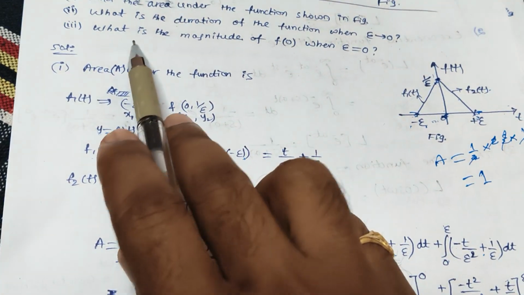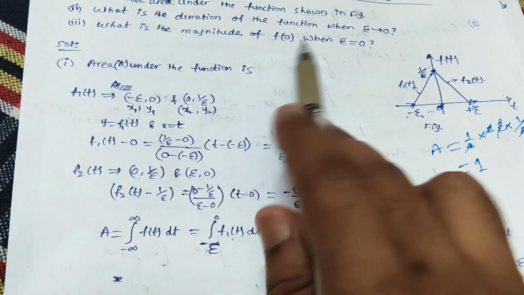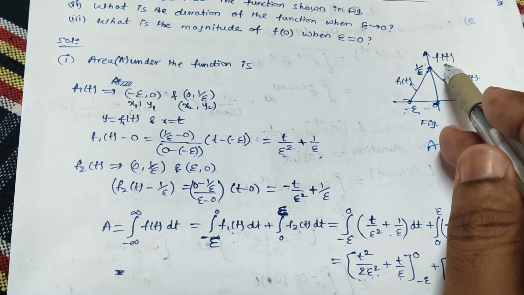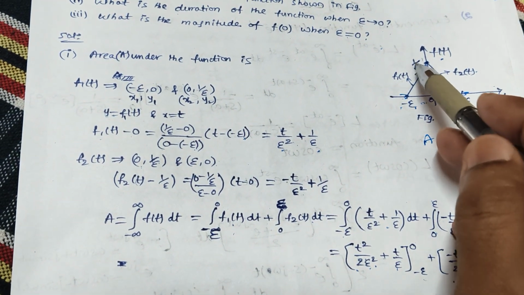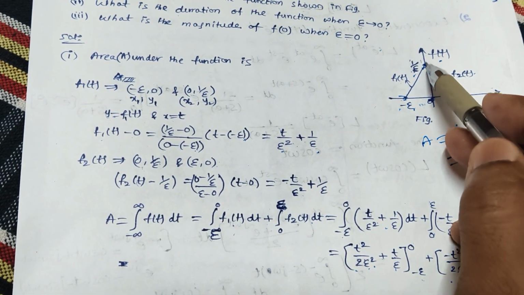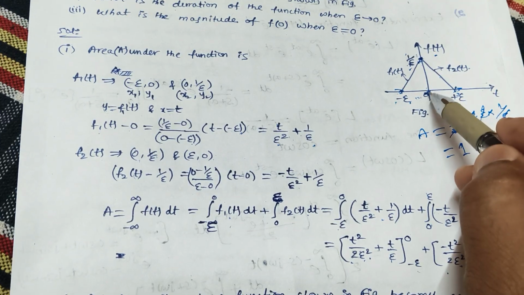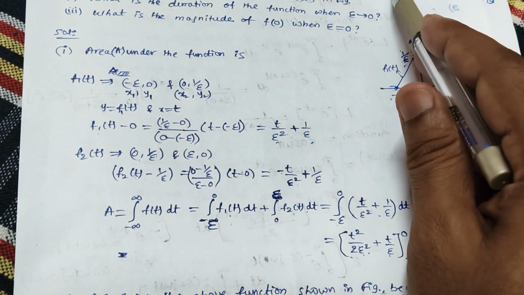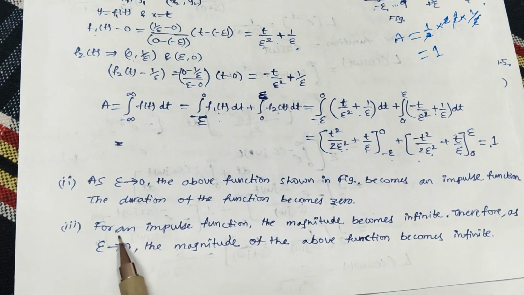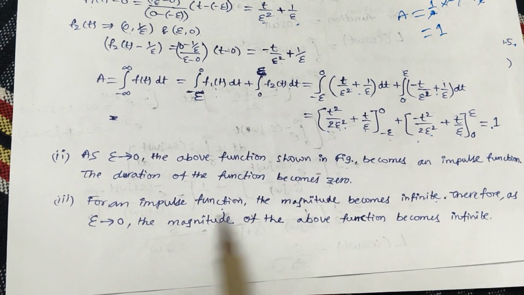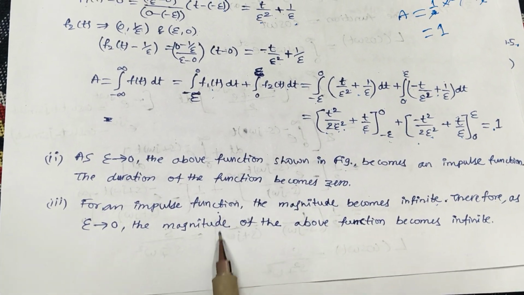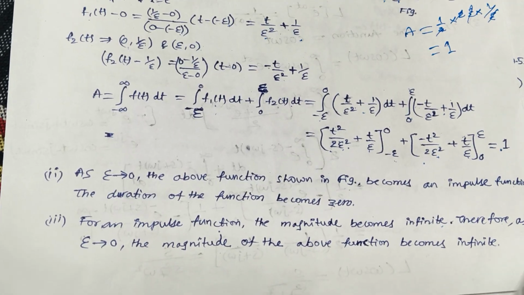And the third question is, what is the magnitude of f of 0? When epsilon tends to 0, the magnitude 1 by epsilon will reach infinity, right? At 0, if you have infinite magnitude, that is an impulse function. Only for an impulse function will the magnitude become infinity. Therefore, when epsilon tends to 0, the magnitude of the above function becomes infinite.